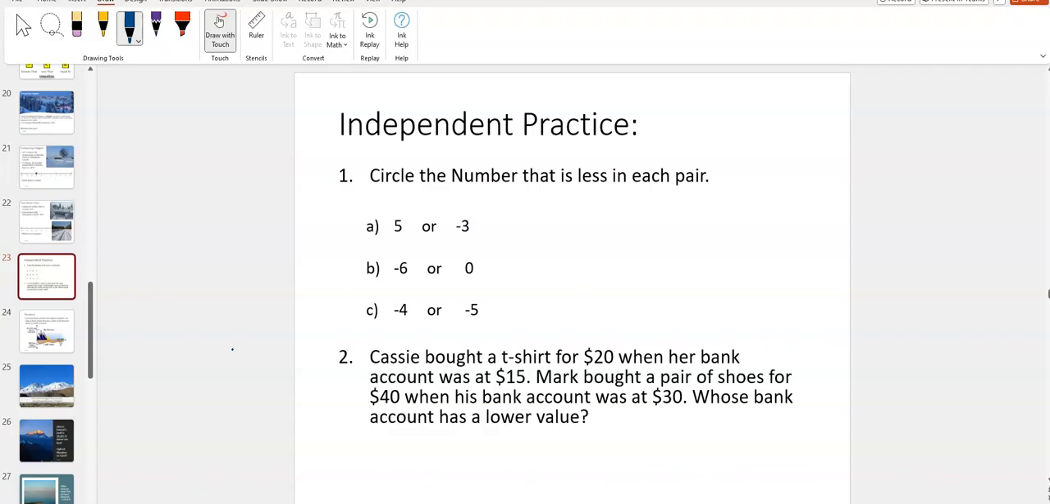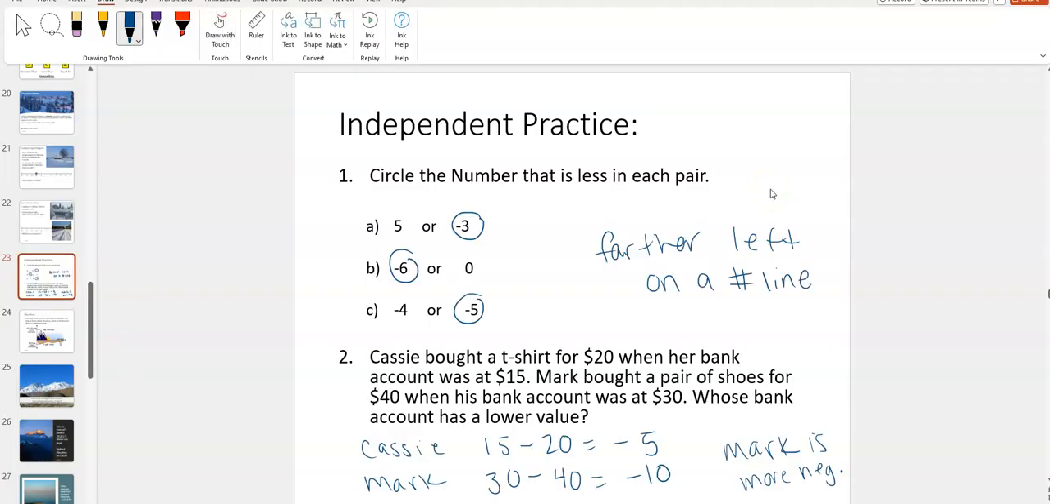Cassie bought a t-shirt for $20 when her bank account was at $15. And Mark bought a pair of shoes for $40 when his bank account was at $30. Whose bank account has a lower value and why? Go ahead and answer those in your notebook, and then again pause and come back and we'll talk. You can check out your answers.